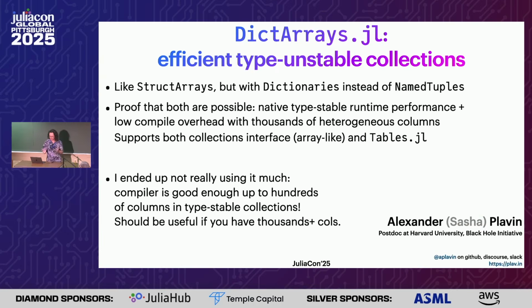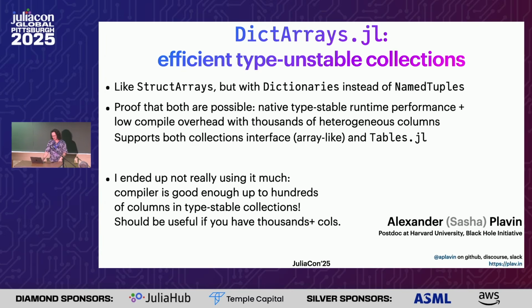Now to the summary. DictArrays, as I said, are like StructArrays, but built on dictionaries instead of named tuples as a storage, with some tricks to make it fast. It is living proof that both parts are possible: native performance of type stable collections with all the higher order functions that Julia uses, and at the same time low compile overhead, even with thousands of columns with different types. It supports both the collection interface, array-like interface, and Tables.jl, so it can be read or written to any table data format. So this is a nice experiment.